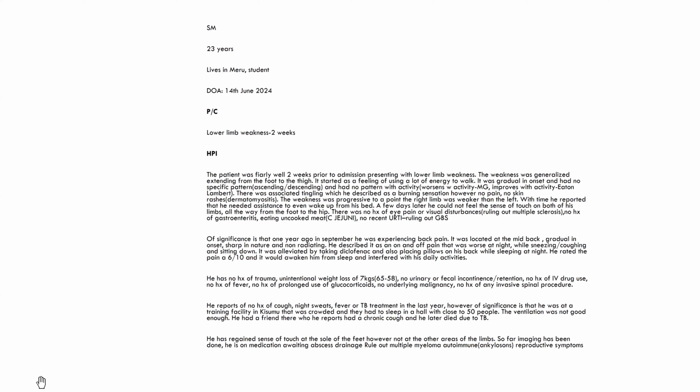He reports no history of cough, night sweats, fever, or TB treatment in the last year. However, of significance is that he was at a training facility in Kisumu that was crowded, and they had to sleep in a hall with close to 50 people. The ventilation was not good enough. He had a friend there who he reports had a chronic cough and later died due to TB.